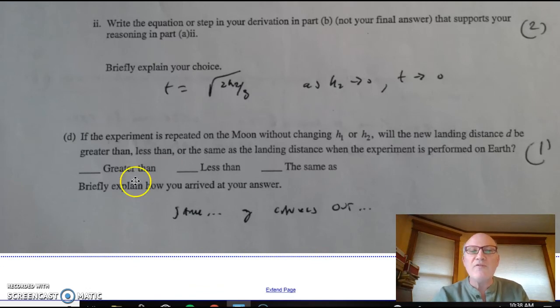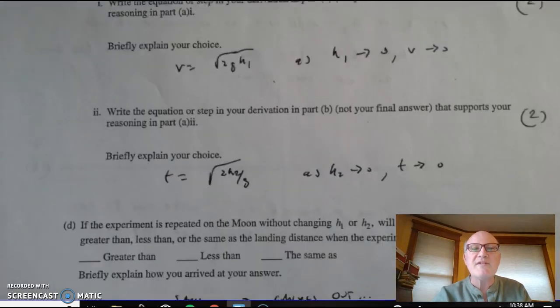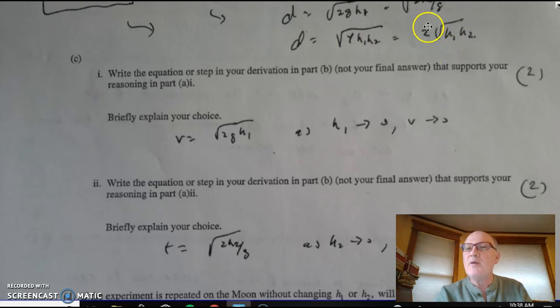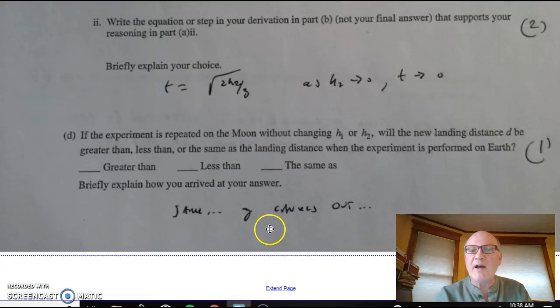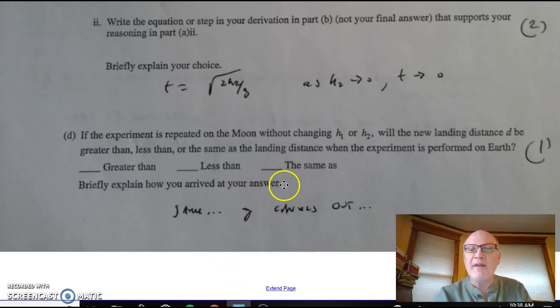But our final result here shows that d was independent of the acceleration due to gravity. So this experiment could be carried out anywhere, and the value of g would cancel out. So the answer would be the same, because the value of d does not depend upon gravity.